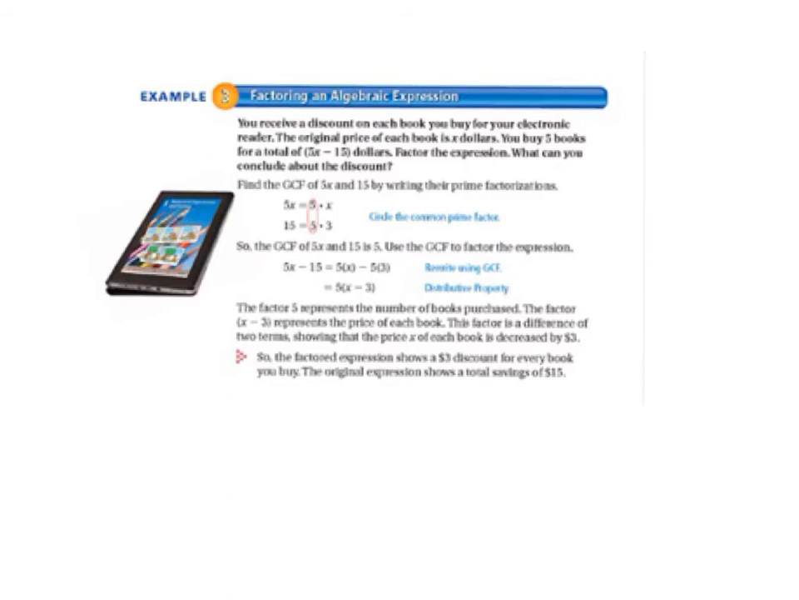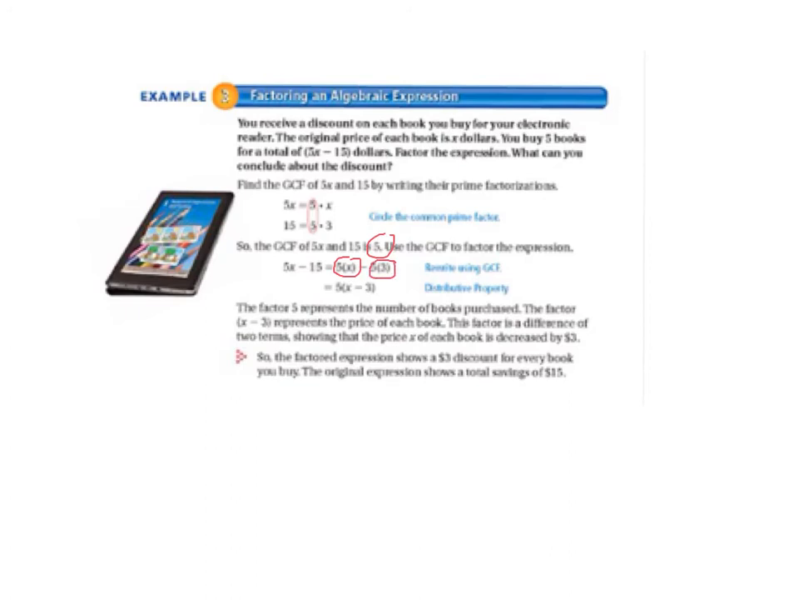So it says find the greatest common factor of 5X and 15 by writing their prime factorizations. When we did that, we circled the common prime factor, and it was 5. So the greatest common factor of 5X and 15 is 5. And it says use the greatest common factor to factor the expression. So 5X minus 15 equals 5 times X minus 5 times 3.